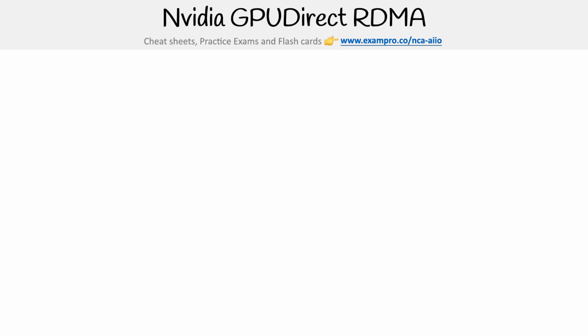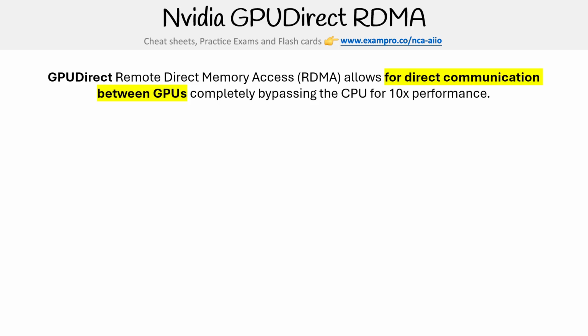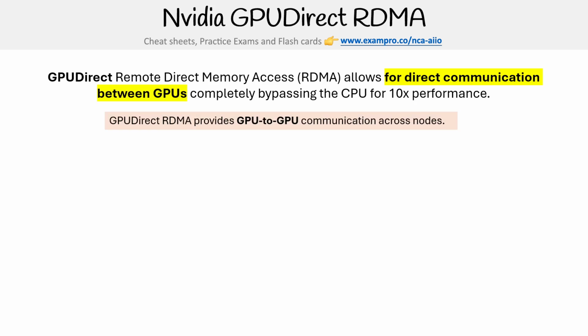All right, so we are taking a look here at NVIDIA GPUDirect RDMA, so Remote Direct Memory Access, which allows for direct communication between GPUs, completely bypassing the CPU for 10 times performance. We talked about RDMA earlier, as this is where you need specialized hardware that supports it and has the software to do it. And so this is RDMA, but it's GPUDirect. So it's like NVIDIA's flavor of it for their hardware. And so GPUDirect RDMA provides GPU-to-GPU communication across nodes.